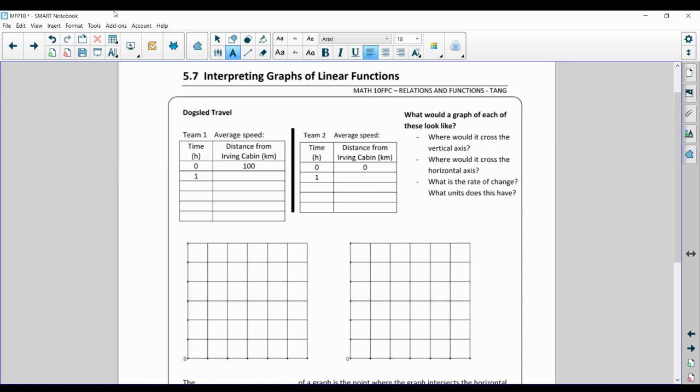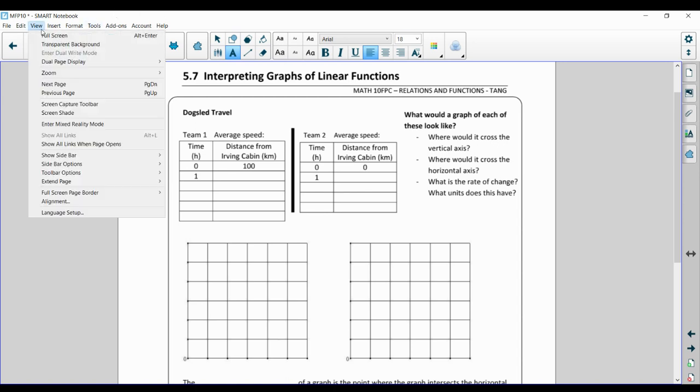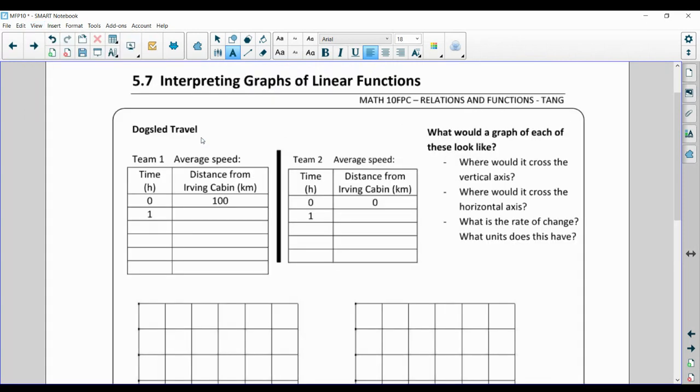Hello, this is section 5.7, interpreting graphs of linear functions. Okay, so in our first example here, we're going to take a look at some information regarding dog sled travel. So team 1 versus team 2. So we've got two different tables here.